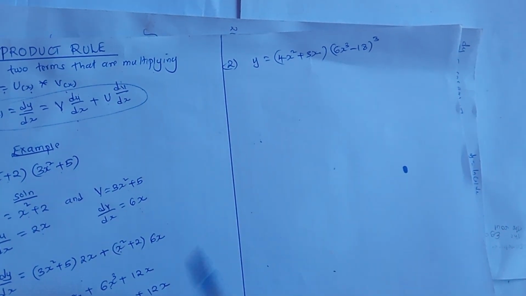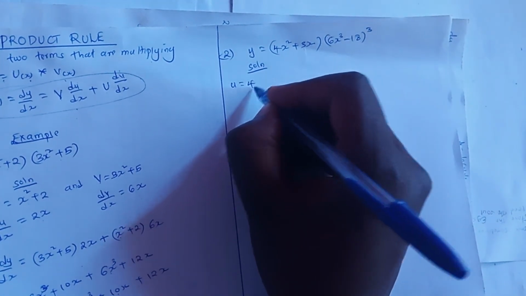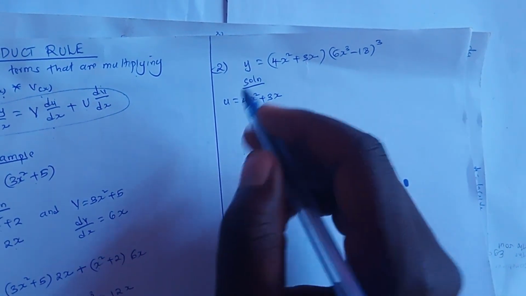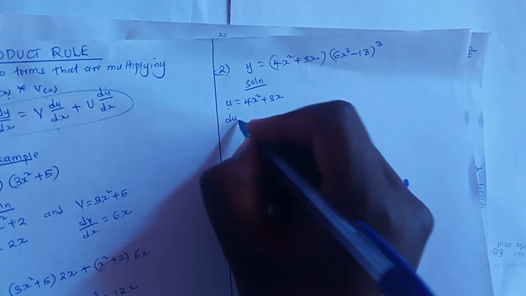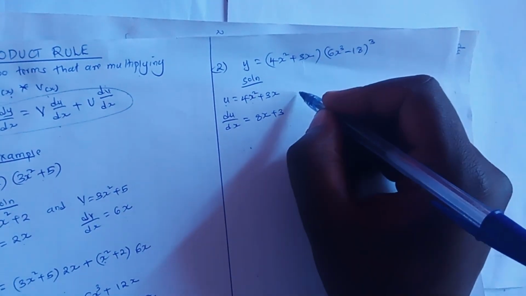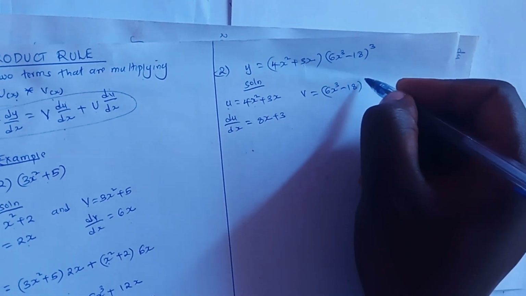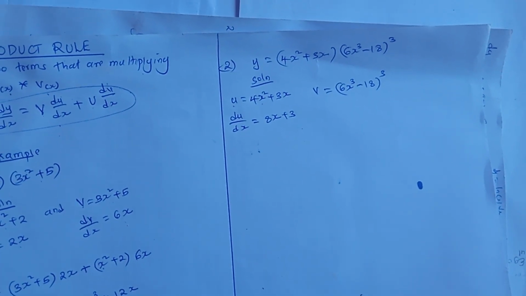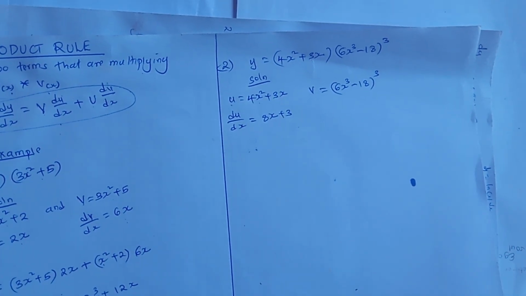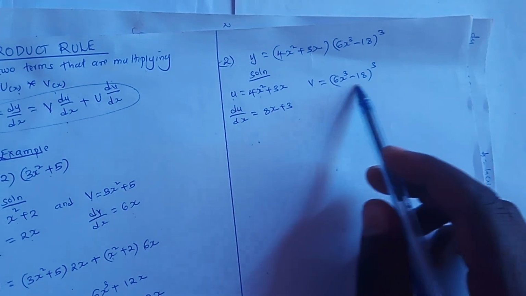Now, we always let the first term be u. Our u is equal to 4x squared plus 3x. Then, if we differentiate u with respect to x, du of dx is equal to 8x plus 3. Then our v, our second term, is equal to 6x cubic minus 18 power 3. But when you look at this one, we are going to use the previous method called the chain rule shortcut method of differentiation. If you didn't follow that video, please go back and watch it so that you can get clarified about the chain rule shortcut method. But you can still use the long method and find the same answer.